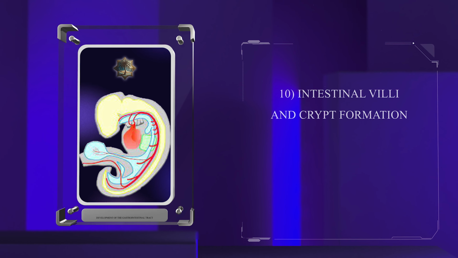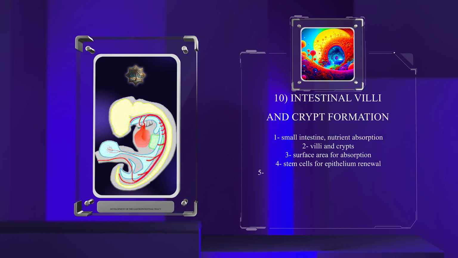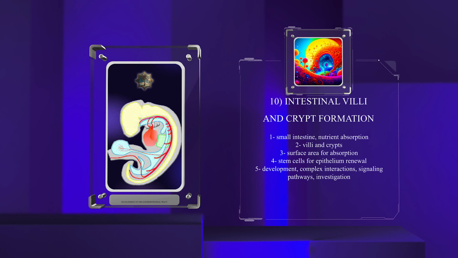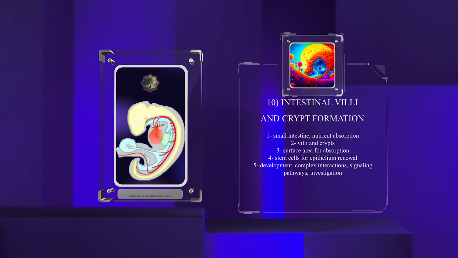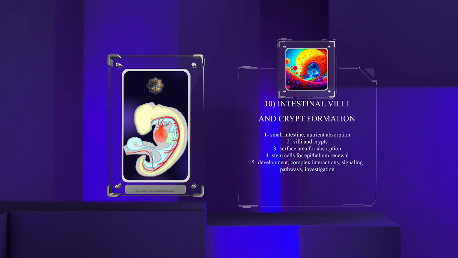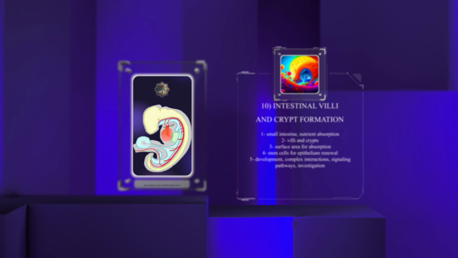Efficient nutrient absorption in the small intestine relies on structures called villi and crypts. Villi increase surface area for absorption, while crypts house stem cells for epithelium renewal. Their development involves complex interactions and signaling pathways currently under investigation.